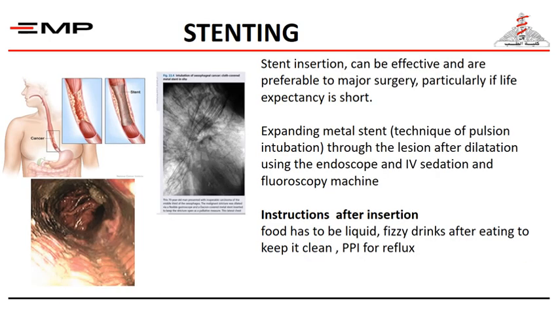But we prefer for palliation what is called stenting, to use a self-expanding metallic stent to be inserted through the stenotic segment or the stricture segment. It is done by using endoscope and by intravenous sedation. And I have to instruct the patient after insertion to use food which is liquid and to drink a lot after eating to keep it clean, and to use PPI for reflux.